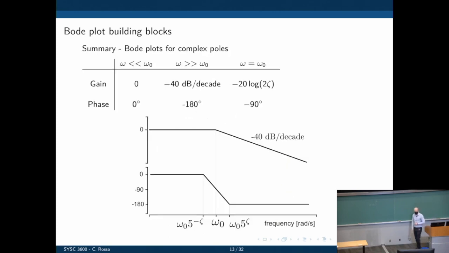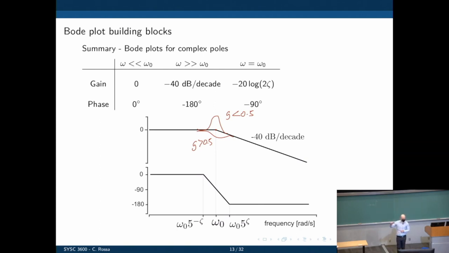Here is the phase. Here's what a Bode plot would look like. Zero before the cutoff frequency, past the cutoff frequency, slope of negative 40. And then here in this cutoff frequency, we may have something that resembles that if zeta is smaller than 0.5, something that resembles this if zeta is greater than 0.5, and it would simply be zero if zeta is exactly 0.5.